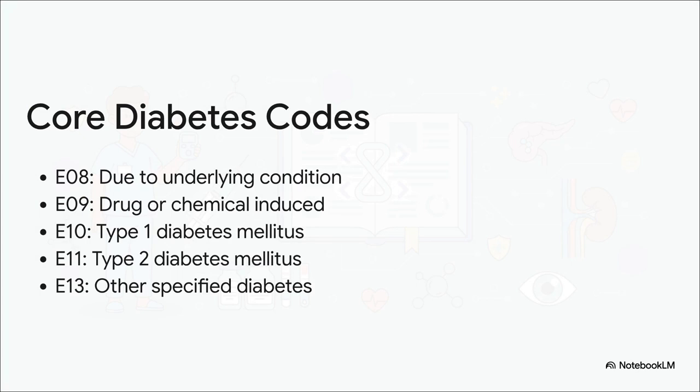But before we break them down, we need to establish our golden rule. The one thing that trumps everything else is this. You code based on the documented type of diabetes, period, not the medication. Whether a patient is on insulin or not, that's a totally separate piece of the puzzle. Just keep that idea front and center as we go.